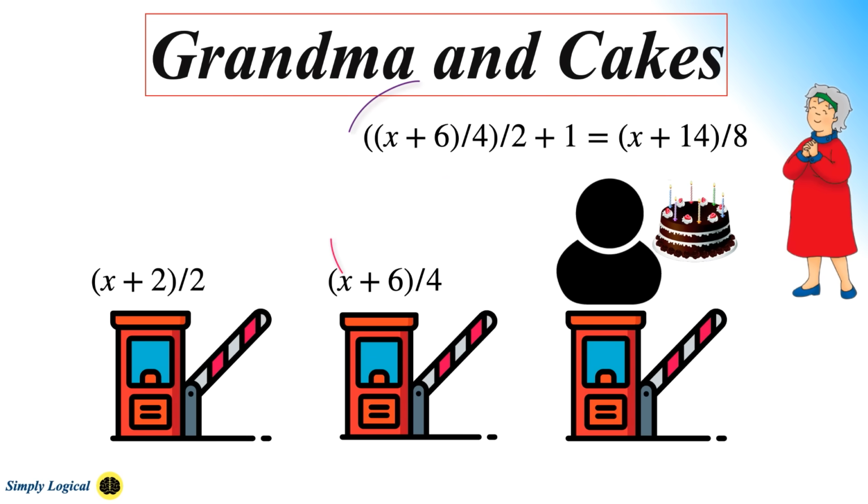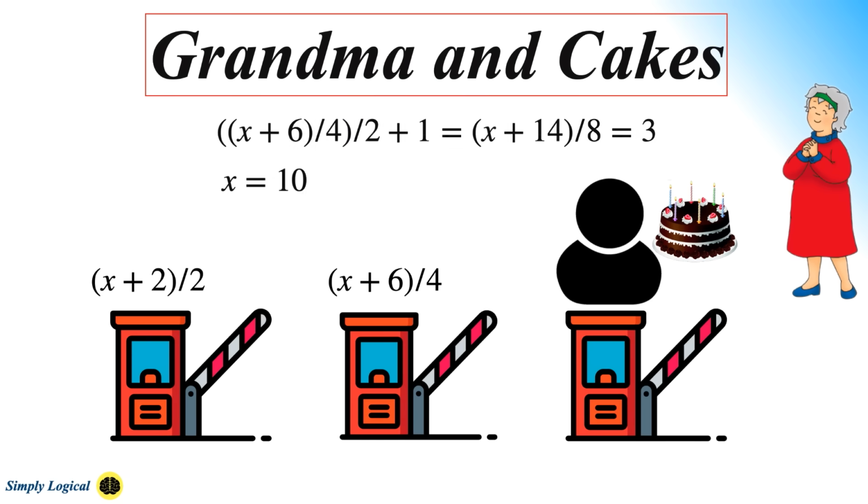So after the third bridge, the number of cakes left is (X + 6)/4, which is the total number of cakes remaining after the second toll, divided by 2, plus 1. After solving, the equation becomes (X + 14)/8. And we know that the number of cakes left after the third bridge is 3. Solving this equation for 3, we get X equal to 10.